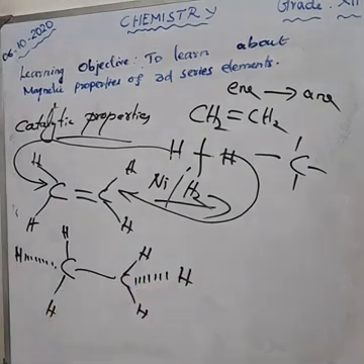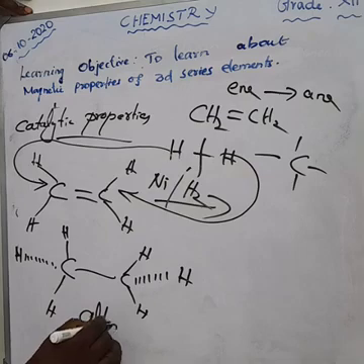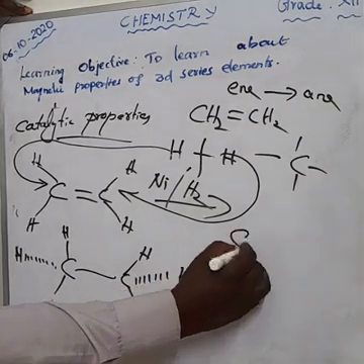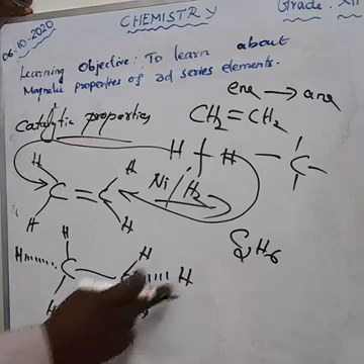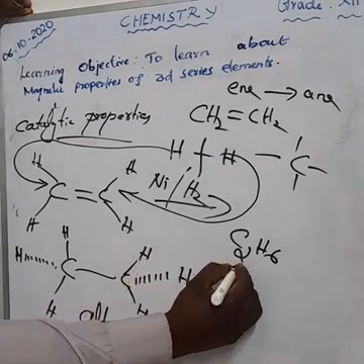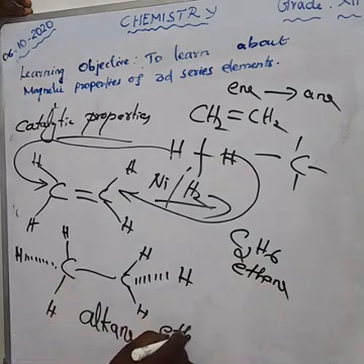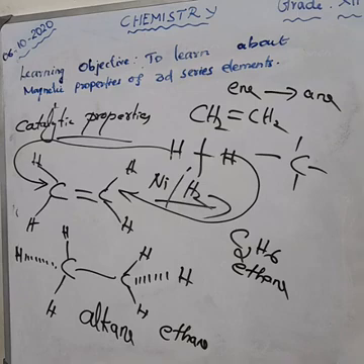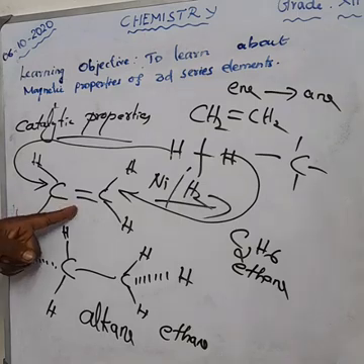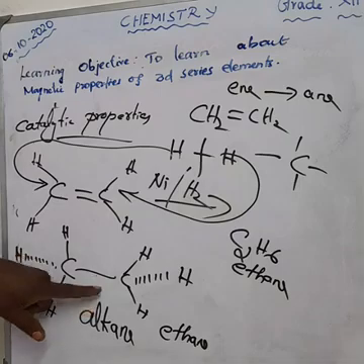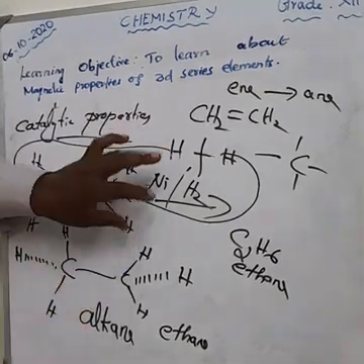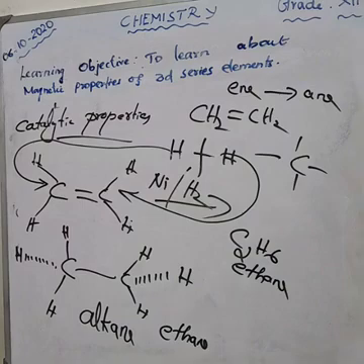That means this is alkane, A-L-K-A-N-E. For example, C2H6, which is called ethane. Alkane means ethane. For the conversion of ethene or ethylene to ethane, we are using nickel as the catalyst. Where we are using it, we also have many other processes.